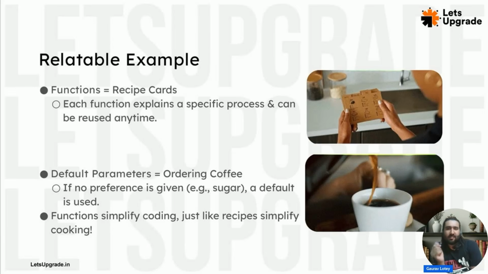Relatable examples. Think of functions like recipe cards. Each card explains a specific process and you can reuse it whenever needed. And what about default parameters? They are like ordering coffee. If you do not specify sugar, there is a default value, could be say no sugar, or could be the specified default amount.